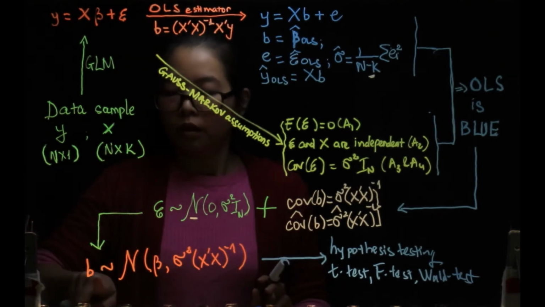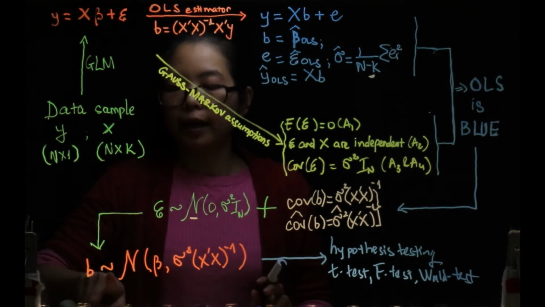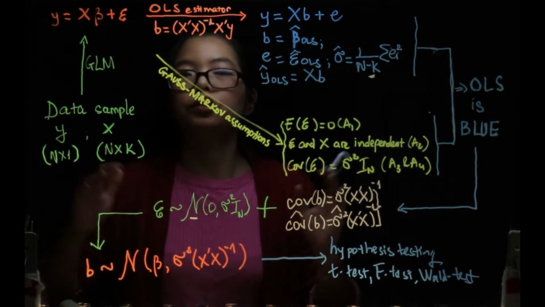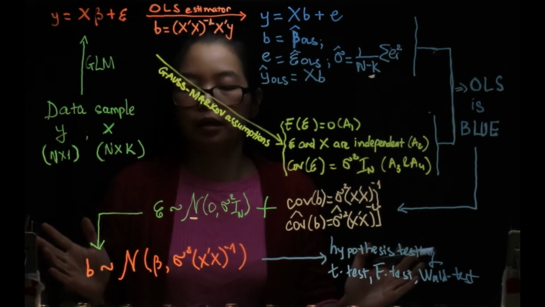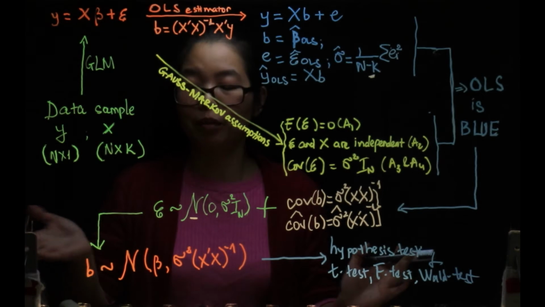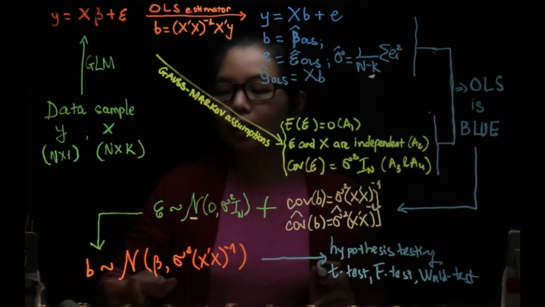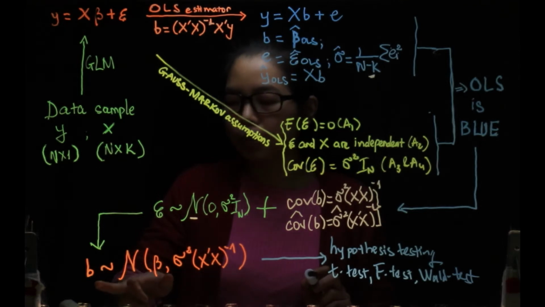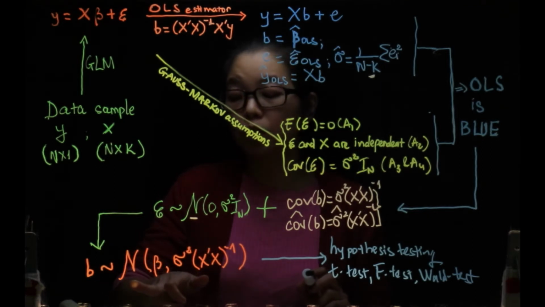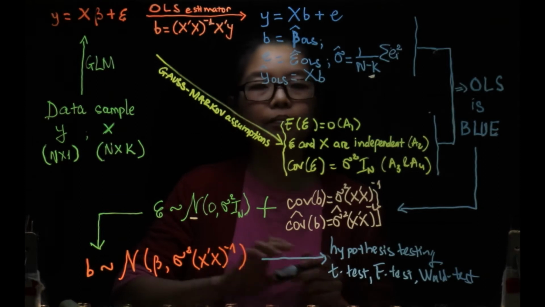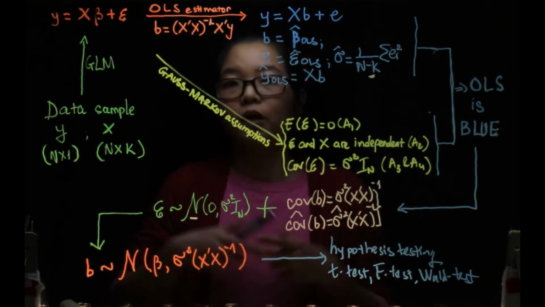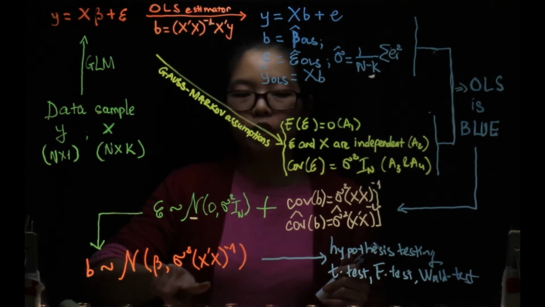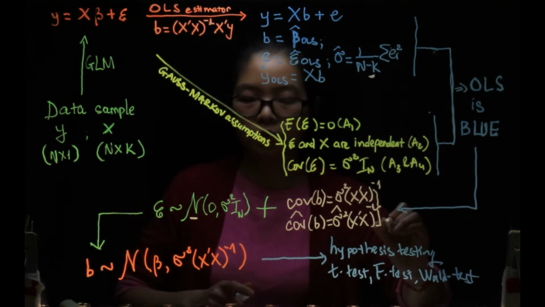Thanks to that, we can also make an assumption about the shape of the distribution of the coefficient b, the sampling distribution, remember? There we assume that if the error term is normally distributed, then b can be assumed to be also normally distributed with mean beta, because it's unbiased, we showed that. And then the variance-covariance matrix is given by this guy, right?